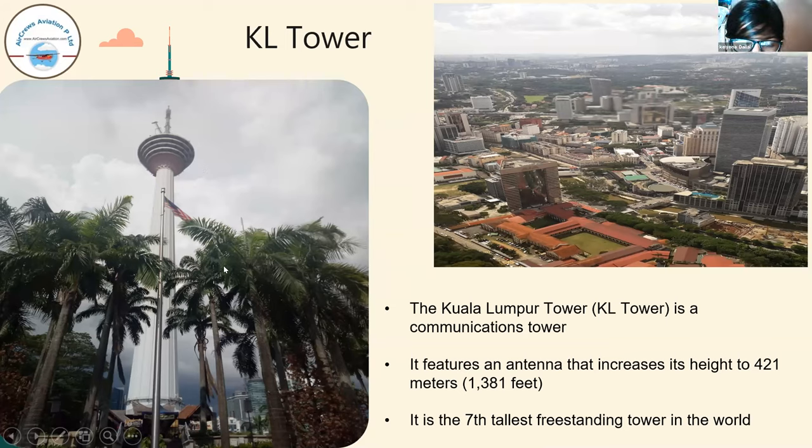Ma'am, it's a tower, so is there a door also? Can we go in the tower? Yes, you can. There is a lift at the very bottom, and you can visit the top floor of this KL Tower, and this is the view you get from the top of the building. This is the seventh largest freestanding tower in the world. You can see the whole of Kuala Lumpur from this tower. You will even get a view of the twin tower from here.